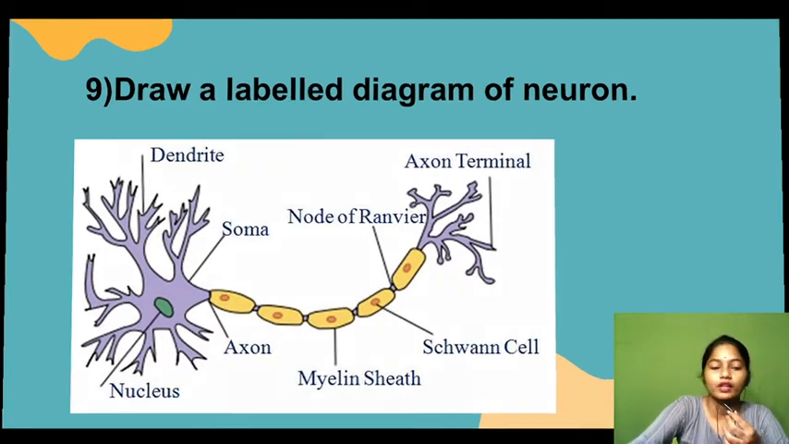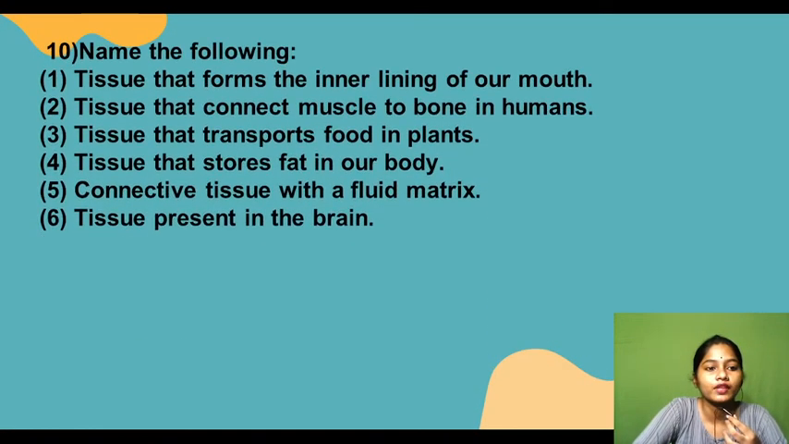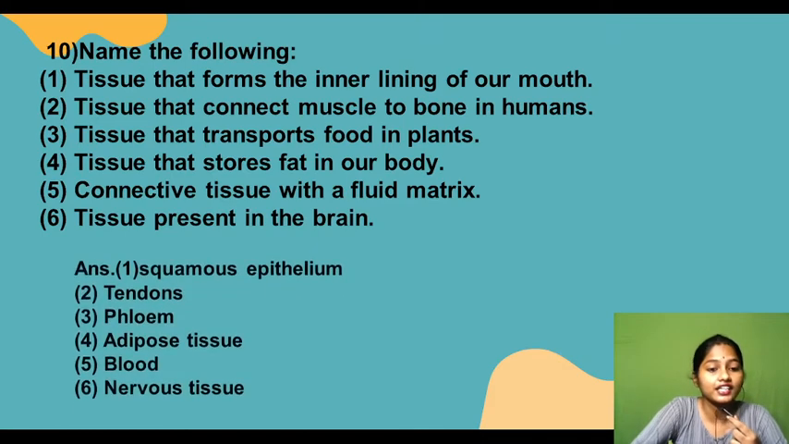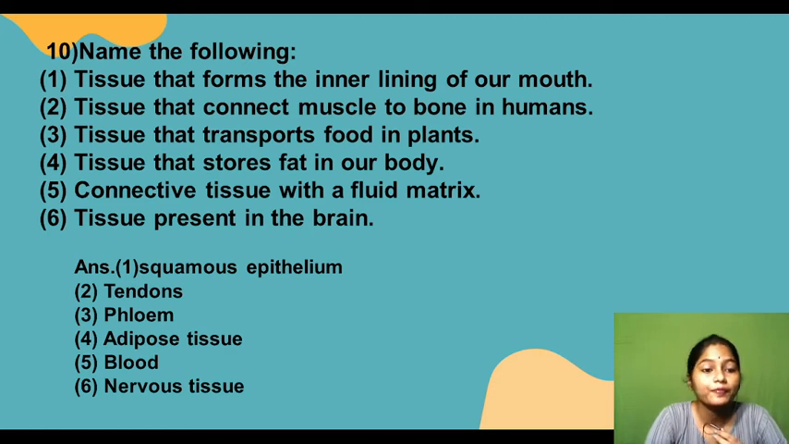Okay, now moving to the next. Name the following. It means you have to name which type of tissue. Tissue that forms the inner lining of our mouth. Which is it? They are the squamous epithelium. And tissue that connects muscle to bone, they are tendons. Muscles to bone, they are tendons, right?